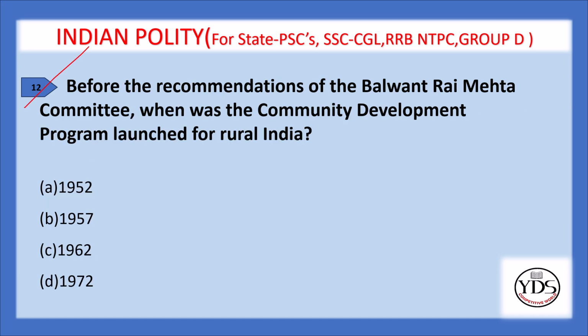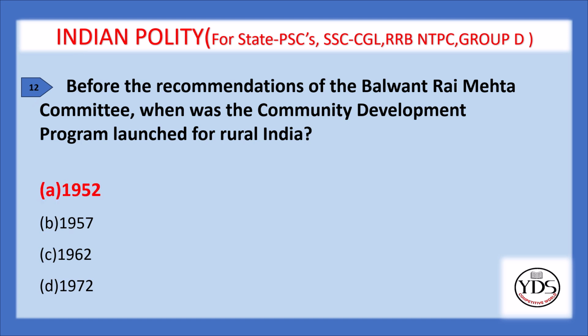12th question. Before the recommendations of the Balwant Rai Mehta Committee, when was the Community Development Program launched for rural India? Option A. 1952. Option B. 1957. Option C. 1962. Option D. 1972. Option A. 1952 is the correct answer.